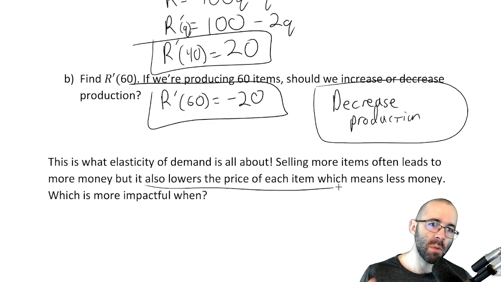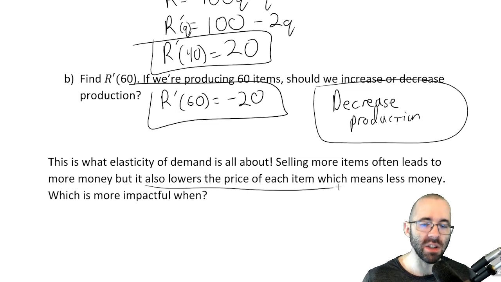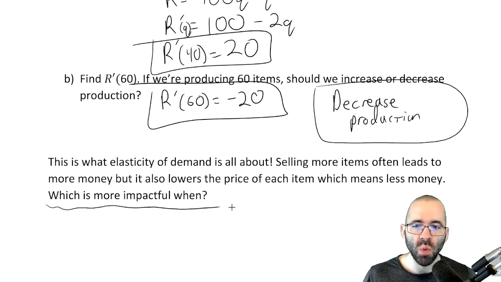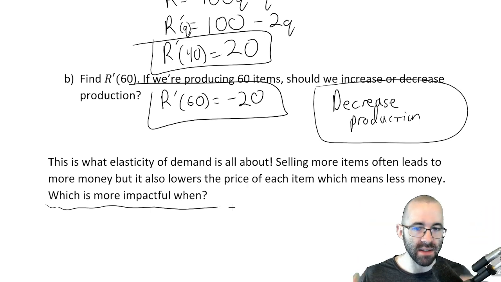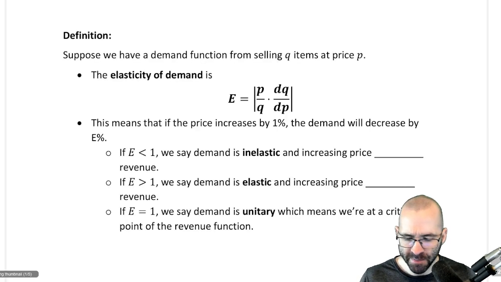Sometimes the price decrease won't be that big. Sometimes the price decrease will be that big. And the question we're answering in this section is what is more impactful between quantity increasing and price decreasing? That's this concept of elasticity of demand.